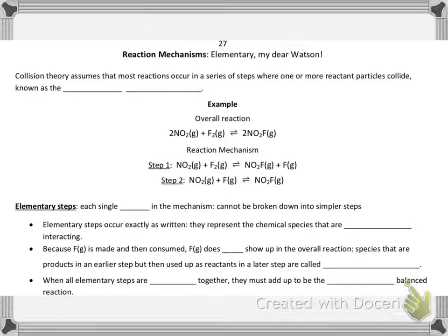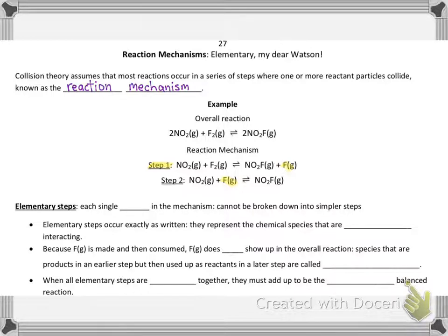Today we get to learn about reaction mechanisms, which explain the exact series of steps in which a reaction actually occurs. For example, if you have the overall reaction where two nitrogen dioxides react with one fluorine gas particle to form two NO2F compounds, the actual reaction mechanism can be broken down into two steps. First, one of the nitrogen dioxides reacts with one of the fluorine gases, forming one particle, and then in the second step, nitrogen dioxide will react with the single F that was created as an intermediate.